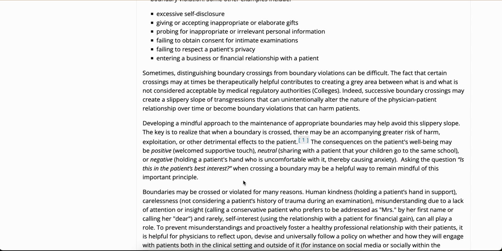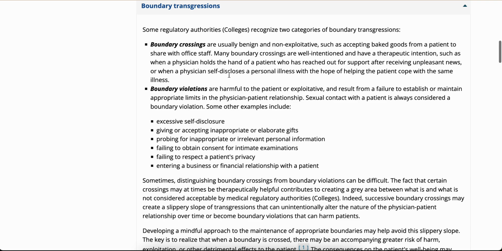Indeed, successive boundary crossings may create a slippery slope for transgressions that can unintentionally alter the nature of the physician-patient relationship over time, become boundary violations, and harm the patient. This is a very interesting part, because when you make crossings over and over again, it's a slippery slope. The more you repeat the same pattern with the same patients, or maybe in your practice, it converts into a violation. It doesn't shift from one crossing straight to a violation. No, it's like a slippery slope. The more you do that, the more slippery it gets, and the slope keeps going down and down and down until you say, okay, now it's a boundary violation.